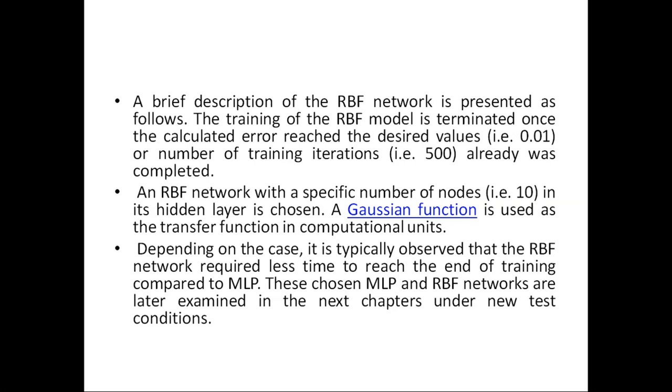A Gaussian function is used as the transfer function of these computational units. It is typically observed that the RBF network requires less time to reach the end of training compared to the MLP. If you take the multilayer perceptron, the limitation is that the training time is long; sometimes it takes weeks and months. That problem is sorted out here in the radial basis function neural network. These chosen MLP and RBF networks are later examined in the next chapter. In the next video we are going to do all of these things.